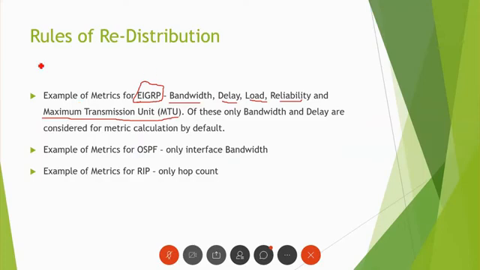But out of these five, the metric calculation formula uses only two parameters, that is bandwidth and delay. Only bandwidth and delay are the two metrics which are used for the calculation.